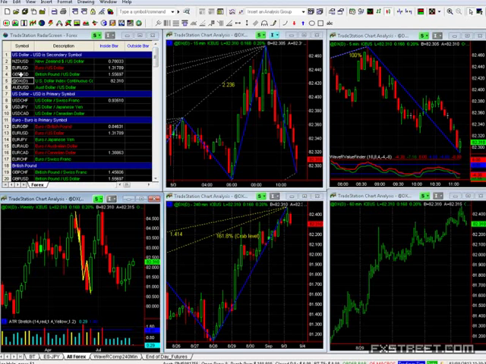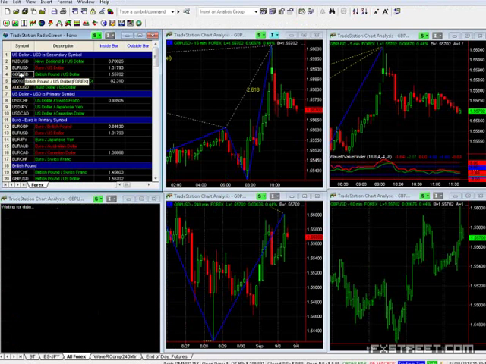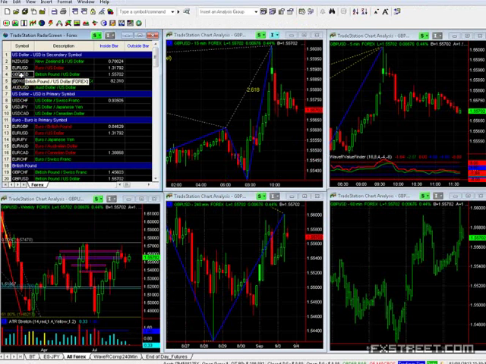Right, okay. Now, we took a little look at the euro just now. Let's just look at what is going on with the British pound.